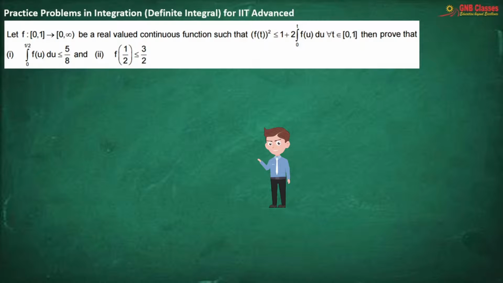Let f from the closed interval 0 to 1 to the closed interval 0 to infinity be a real valued continuous function such that f(t) squared is less than or equal to 1 plus 2 times the integral from 0 to t of f(u) du, for all t belonging to the closed interval 0 to 1. Then prove that number 1, the integral from 0 to half of f(u) du is less than or equal to 5 by 8, and number 2, f of half is less than or equal to 3 by 2.